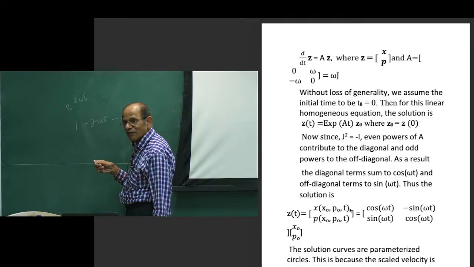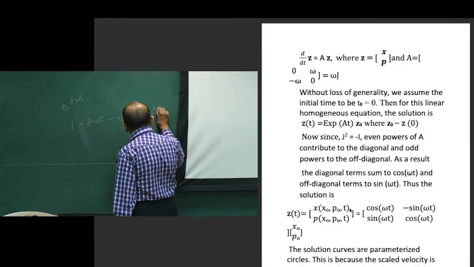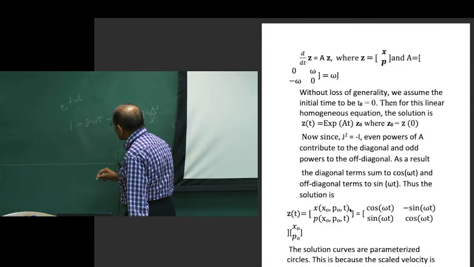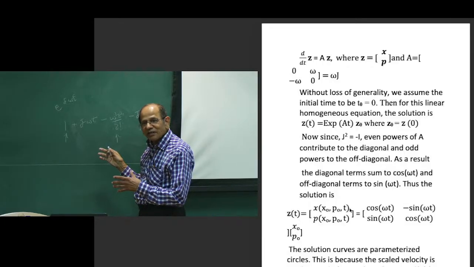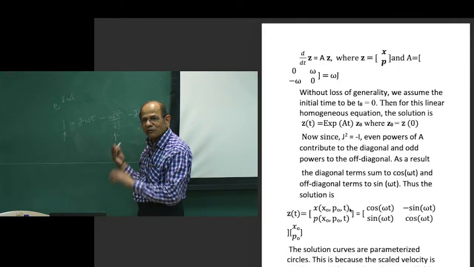The next order term is minus j omega cube t cube upon 3 factorial, and so on. Now you consider this term, then the fourth order term, and so on and so forth. That gives you a cosine. This term, the third order term, and so on and so forth. Pull out a factor of j and it will give you sine. As a result, you get this solution.